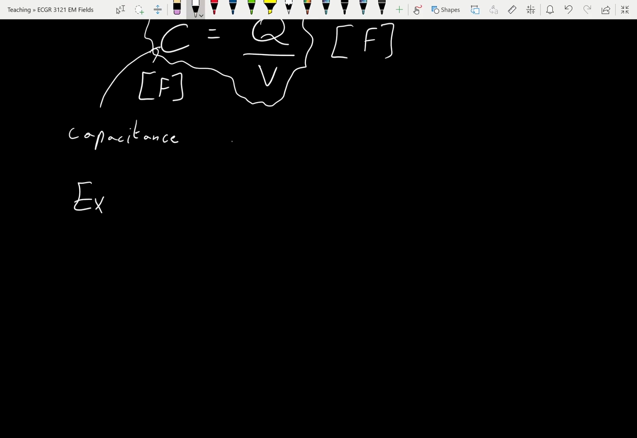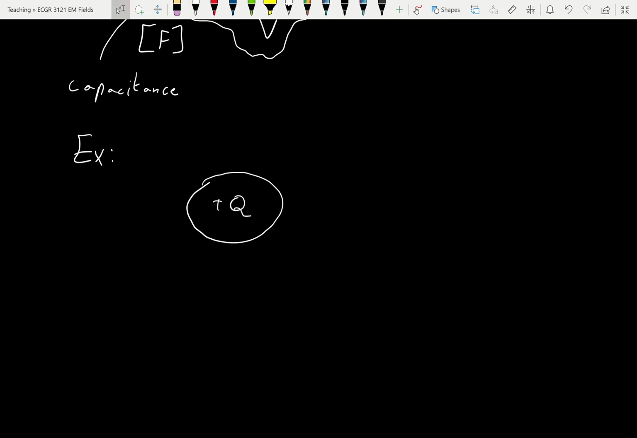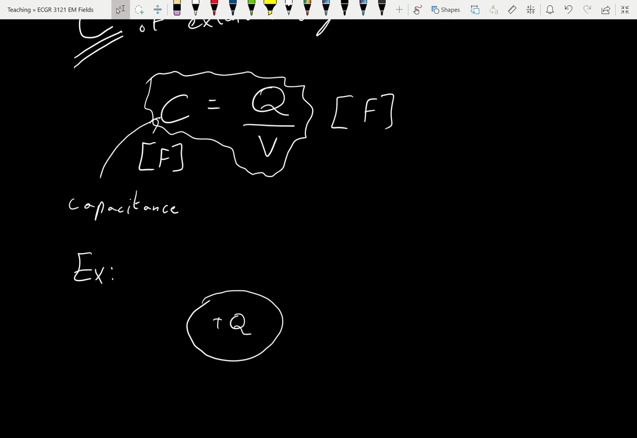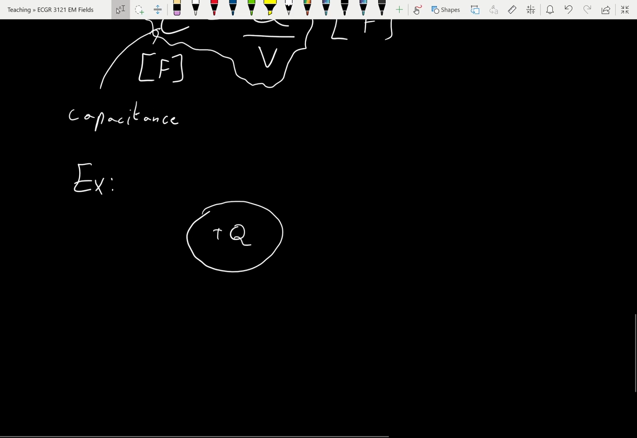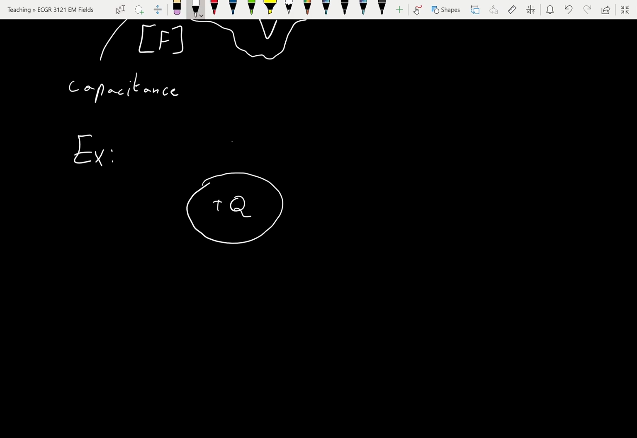An example: we can talk about the capacitance of a single object, but we need to talk about voltage, and voltage is always voltage between 2 points. So when we talk about a single object, we're talking about the voltage at that object, let's say object A, with respect to the voltage at infinity, which is 0.